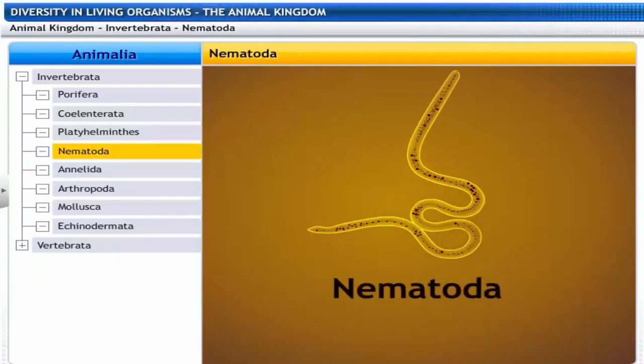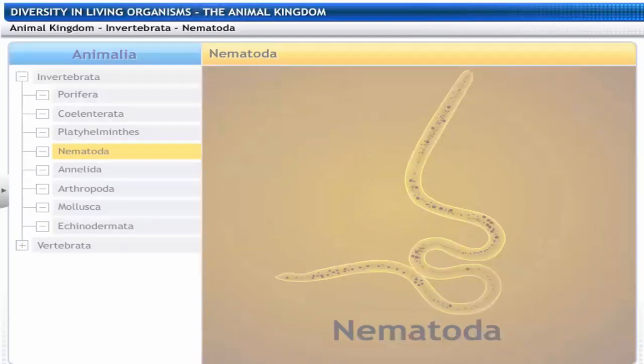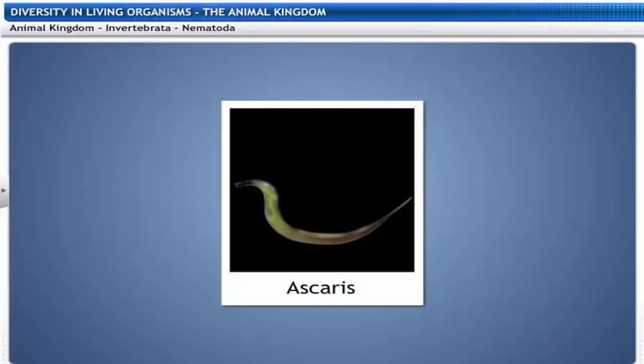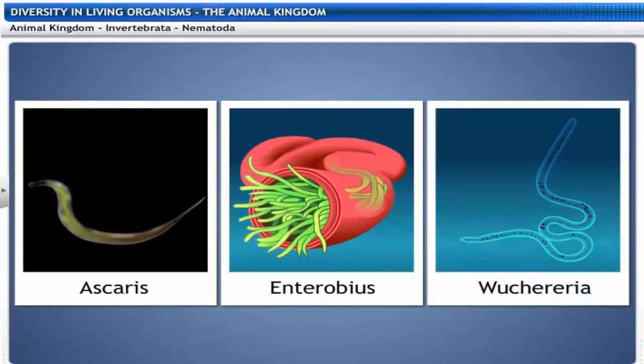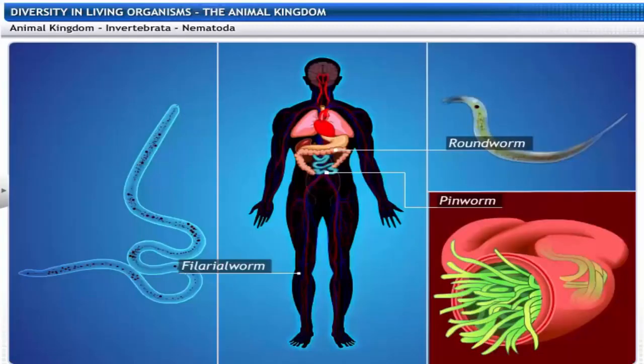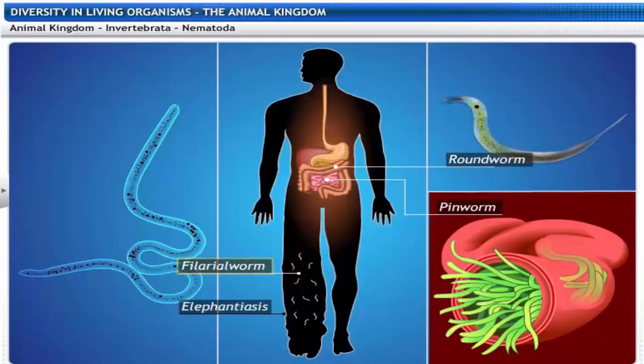Nematoda get their name from two Greek words, nema, which means thread, and eidos, which means like. The phylum Nematoda includes Ascaris, Enterobius, and Wuchereria. Nematodes can be free-living or parasitic. Parasitic worms in humans are roundworms and pinworms in the intestine of humans. Filarial worms in lymph and limbs cause elephantiasis.